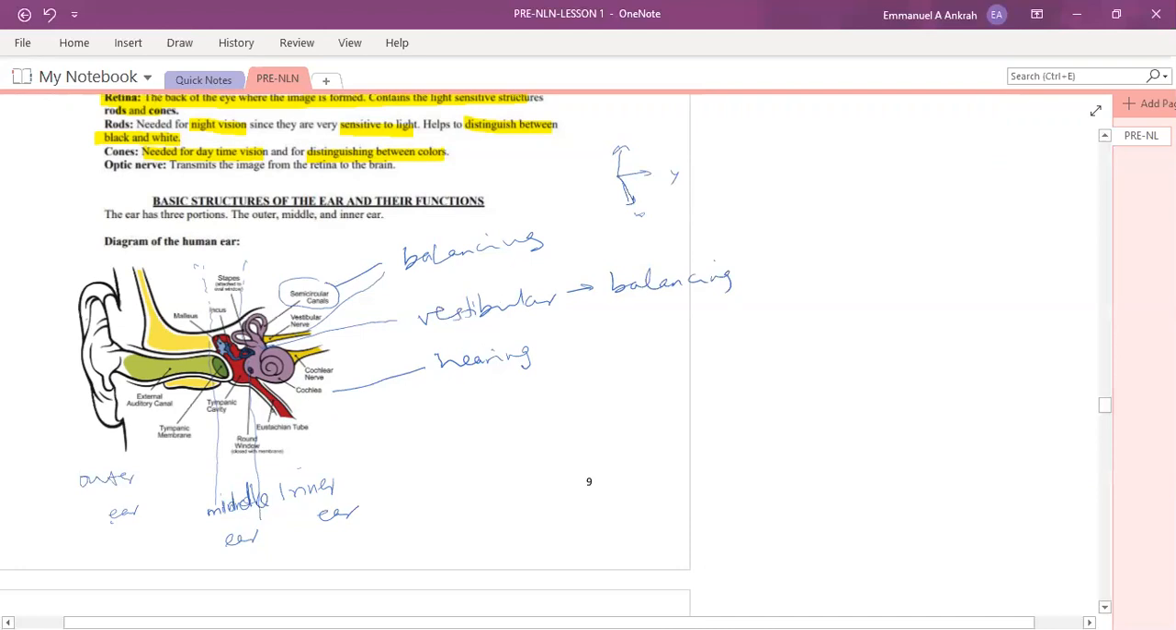And then the last one that I want to mention for the ear is the eustachian tube. Remember that the eustachian tube is for balancing the pressure in the ear, balancing the ear pressure in the middle ear.